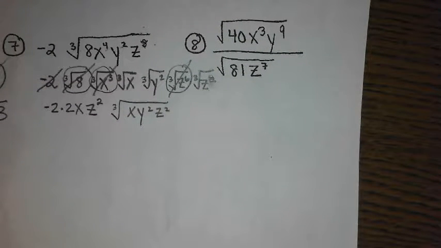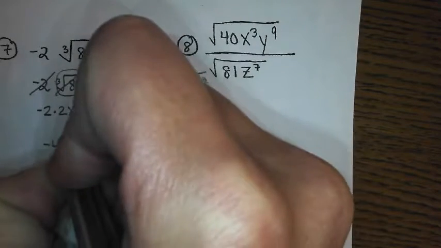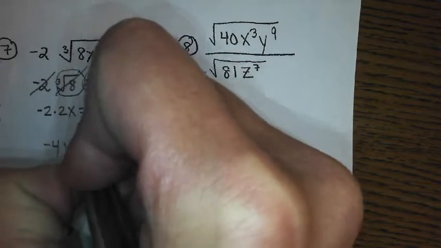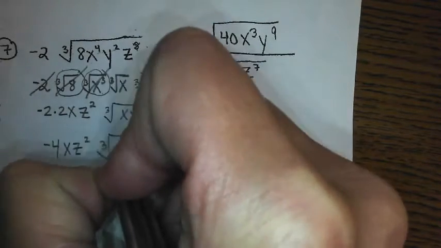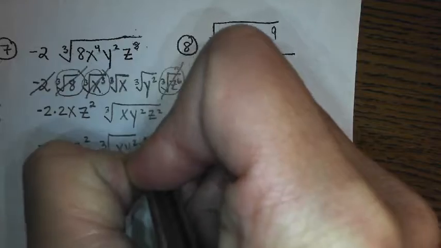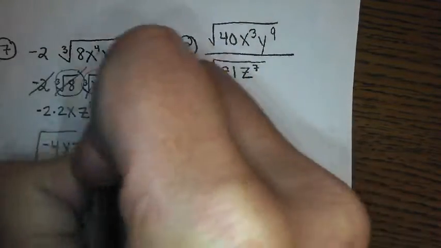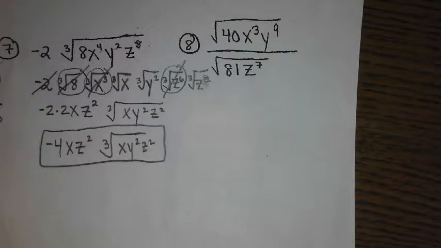And then the only thing I need to do is clean up that coefficient in front. Negative 2 times 2 is just more efficiently written as negative 4, and then the rest is the same. Good? Any questions?